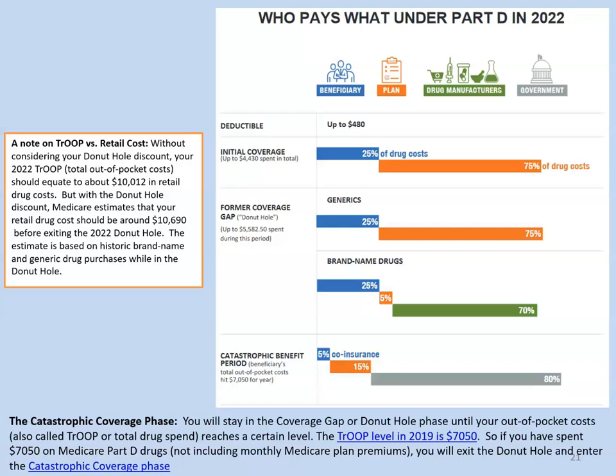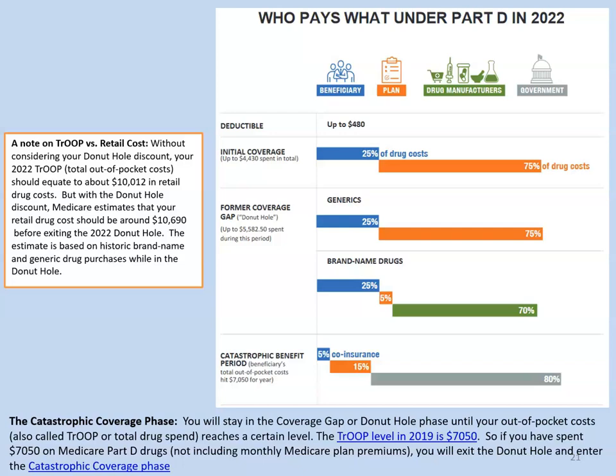Once you've spent that $5,582.50, you move to the next phase, the catastrophic benefit period. This is where your total out-of-pocket costs could hit $7,050. If you reach this point, you only pay 5%, the plan will pay 15%, and the government covers the other 80%. Now, not many people hit the catastrophic benefit period, but the nice thing is that you know that there's some protection in place, so your costs don't skyrocket.